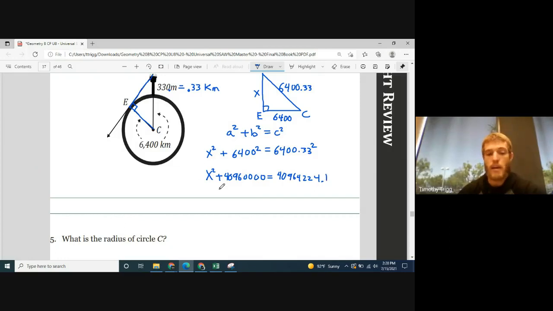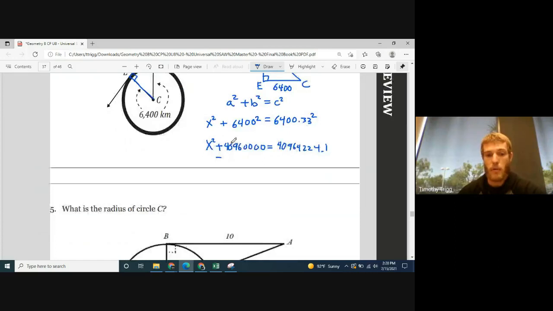Now to get x by itself, what we're going to do is subtract this from both sides. This 4,096,0000, subtract that on both sides of the equation. That way you get x squared by itself over here. So when you subtract that, that leaves you with 4,224.1. And on the left side over here, we have x squared.